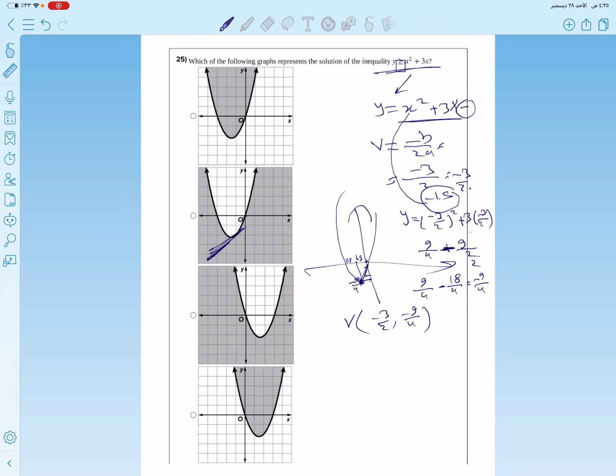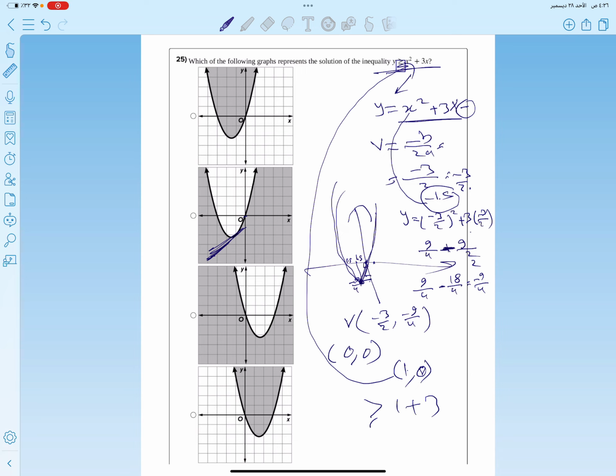Now I need to shade the area of the solution. I can't take the point 0, 0 here. Why? Because 0, 0 is on the parabola, so I need another point. Let's take 1, 0 here. It's outside. x is 1 and y is 0. I just need to substitute here in the inequality. x is 1 and y is 0, 0 greater than or equal to 1 squared plus 3 times 1.